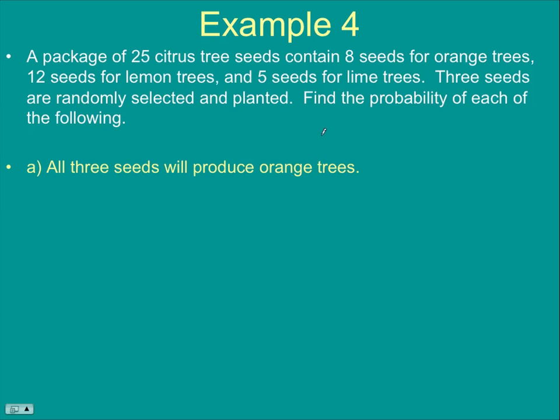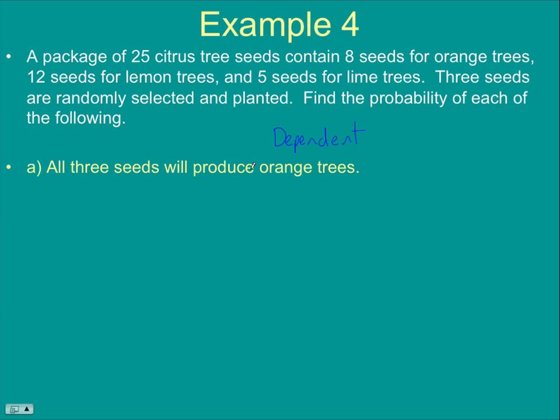So is this a dependent or independent event? Well, we're actually taking the seed and we're planting it. So we're not putting it back in. So these are dependent events, meaning we're going to have to subtract as we go along.